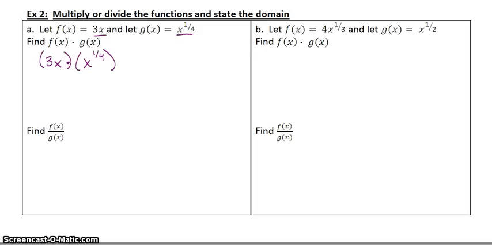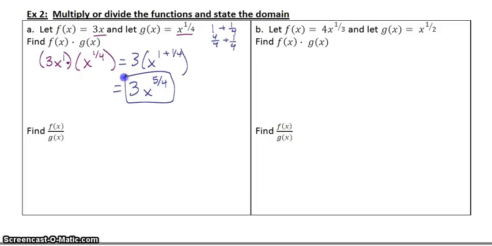So if I just have a regular x, really it's x to the first. So I'm going to use that exponent property where I'm going to add the power of 1 plus the power of 1/4. So in my mind I'm thinking, okay, 1 plus 1/4, 1 is the same thing as 4/4. Okay, so that's 5/4 total. So 3x to the 5/4 is my answer when I multiply.